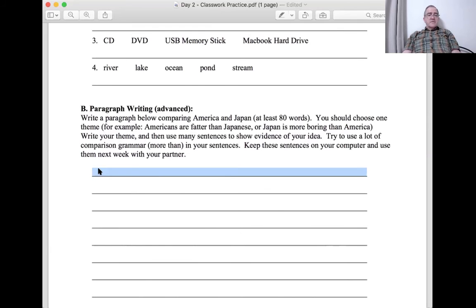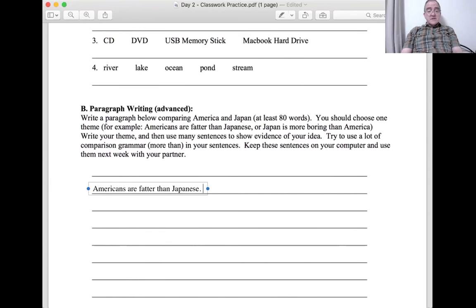Let's try that. I don't know why that's not writing. Okay. Americans are fatter than Japanese. Okay. Now, write your theme and then use many sentences to show evidence of your idea.